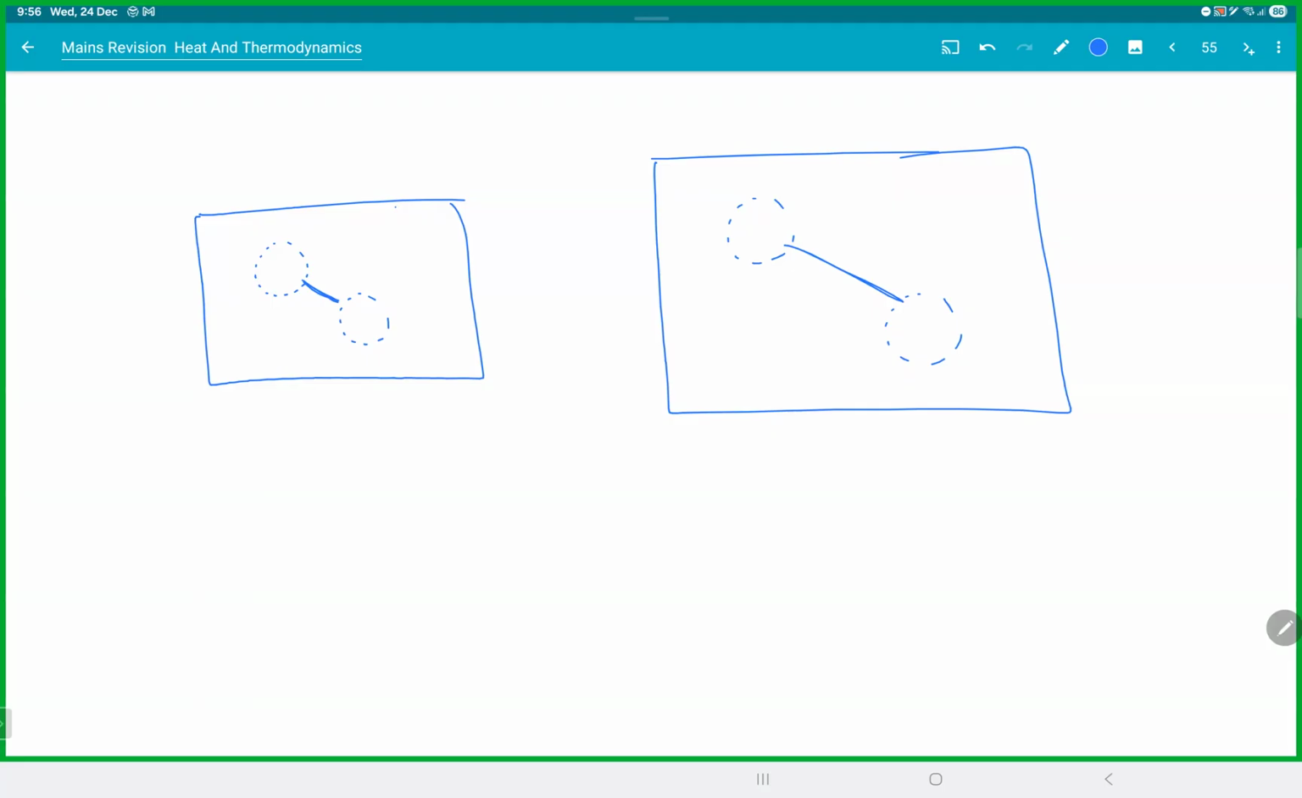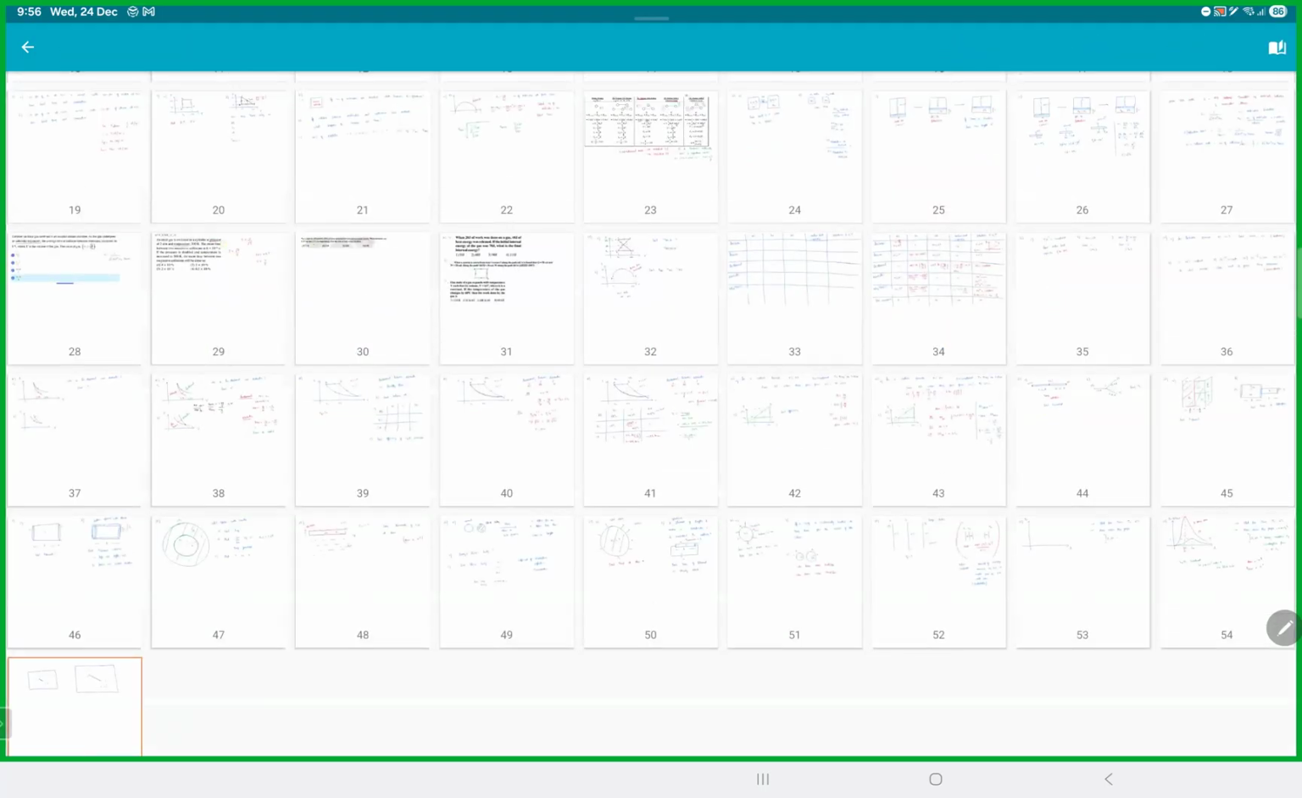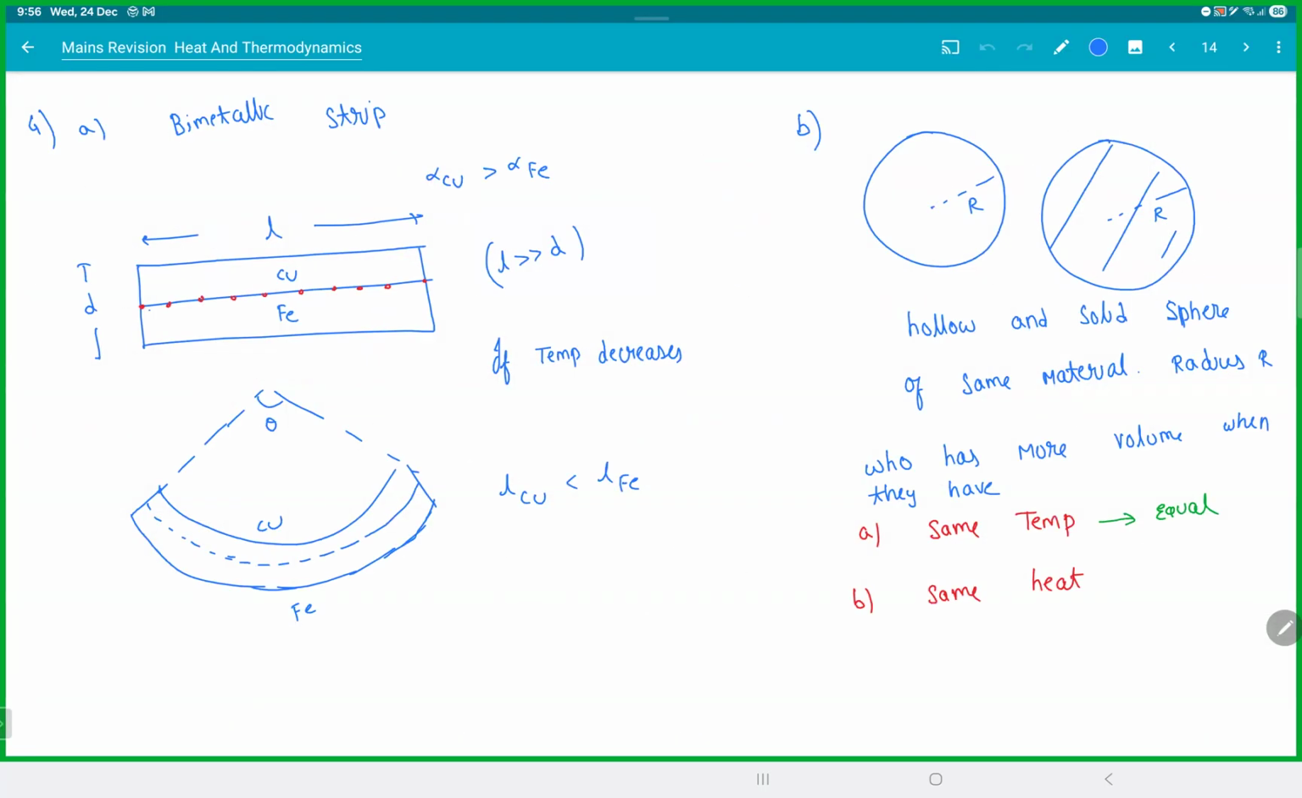So a cavity will behave as if it is made of the same material as the surrounding. So when you take a hollow sphere and a solid sphere, and give them the same temperature, the cavity inside the hollow sphere will also expand by the same amount. So hollow sphere and solid sphere will occupy the same volume. Is that clear, everyone? But if I give the same heat, something happens. If you give the same heat, we know Q is equal to m s delta T.